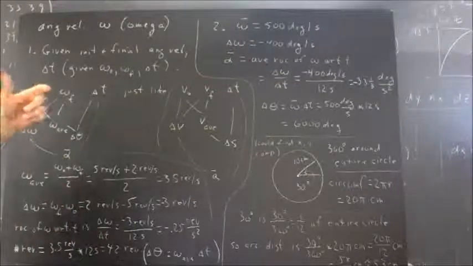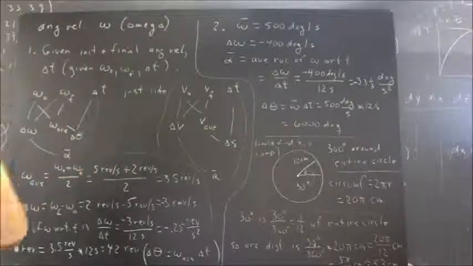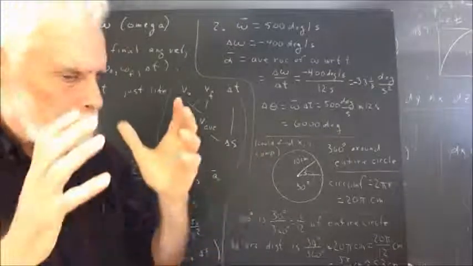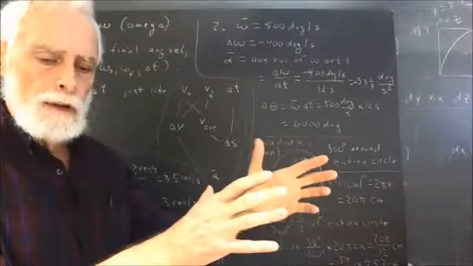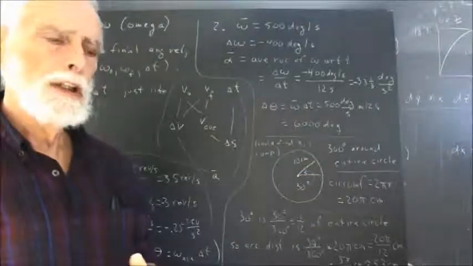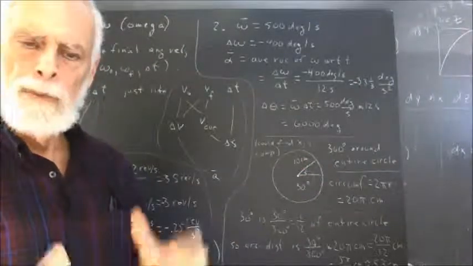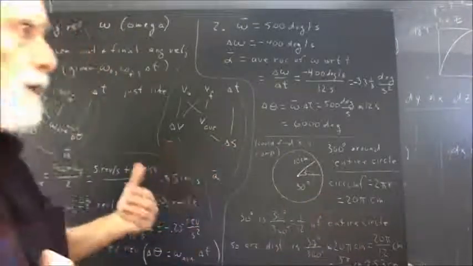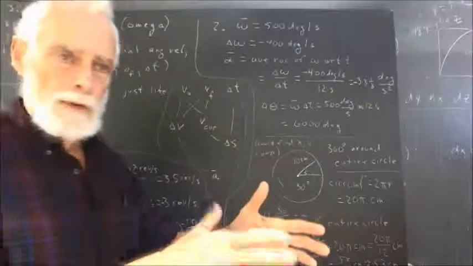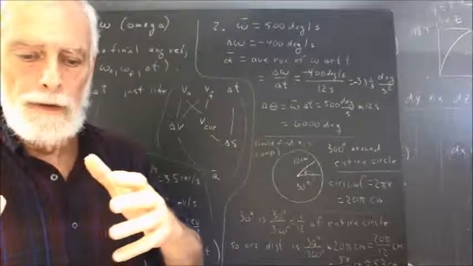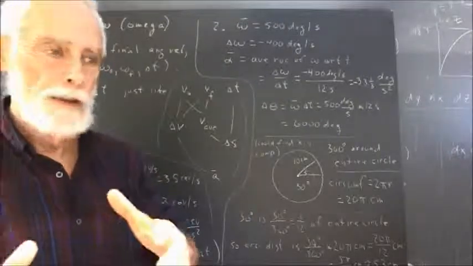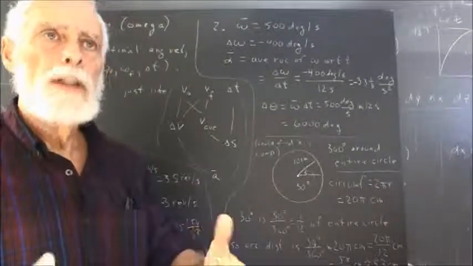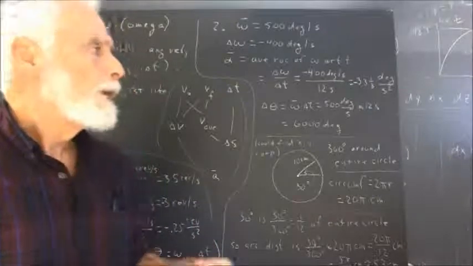Okay, so I'm going to put a little terminology in this, but you can think about this now. If it's rotating at 5 revolutions per second, a little later it's rotating at 2 revolutions per second, on the average, how fast is it rotating? And then if it's rotating at 5 revolutions per second and a little later at 2 revolutions per second again, what's the change in the rate of rotation?